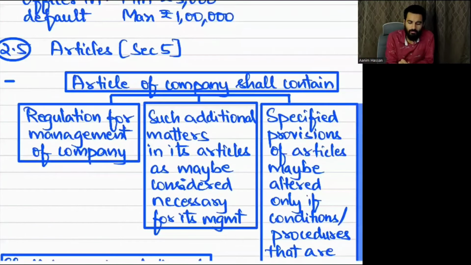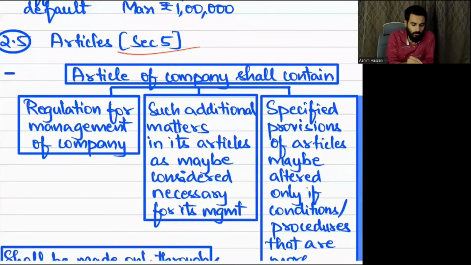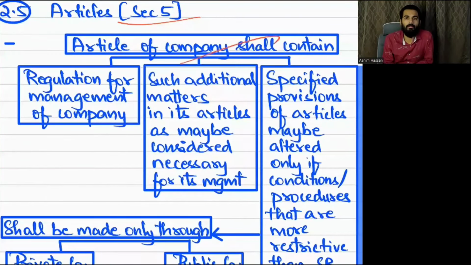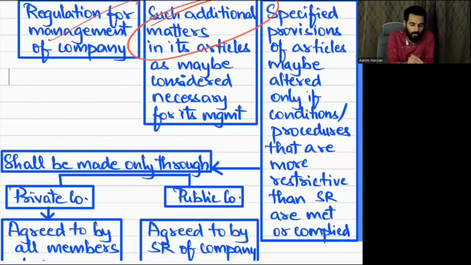We are going to see Section 5, alteration of a company's articles. What does it contain? It contains how to regulate the management. Can it include some additional matters? Yes. And what is the provision for entrenchment?